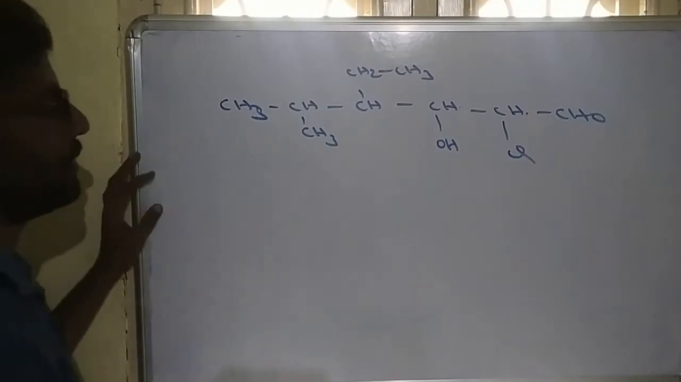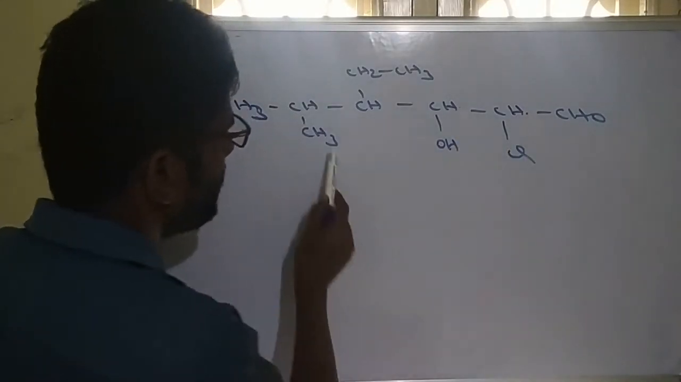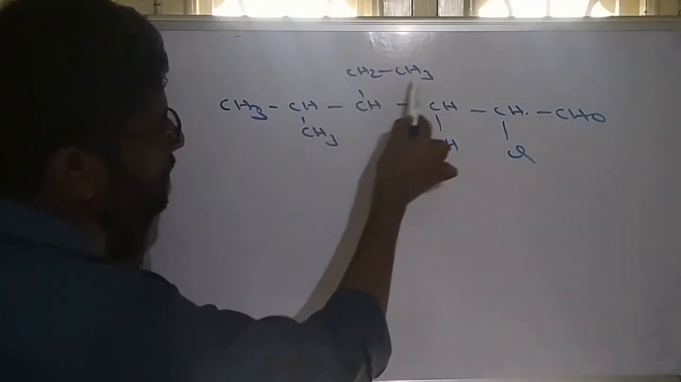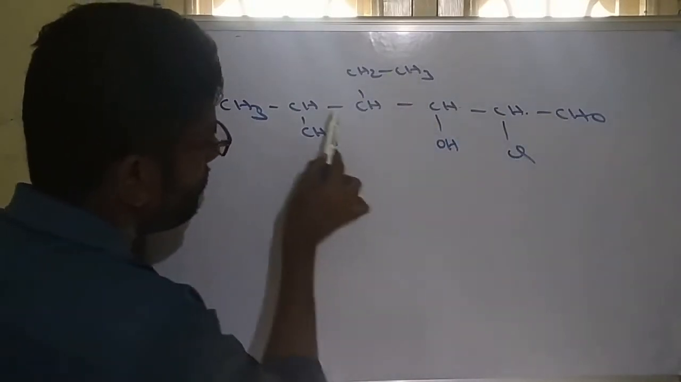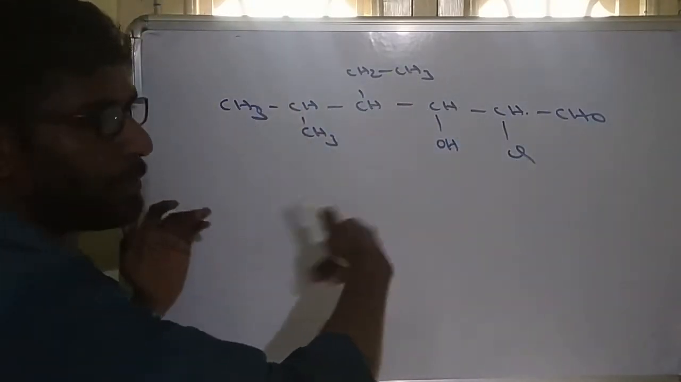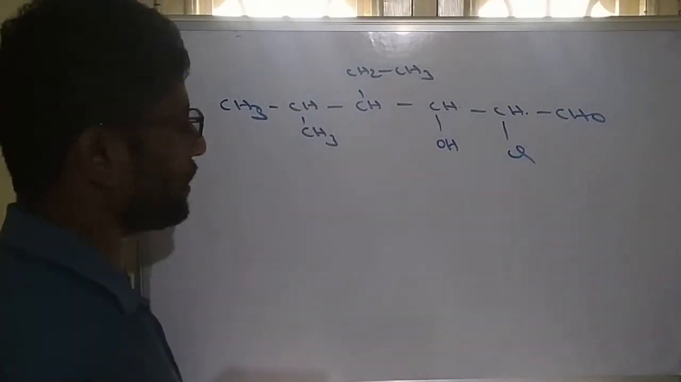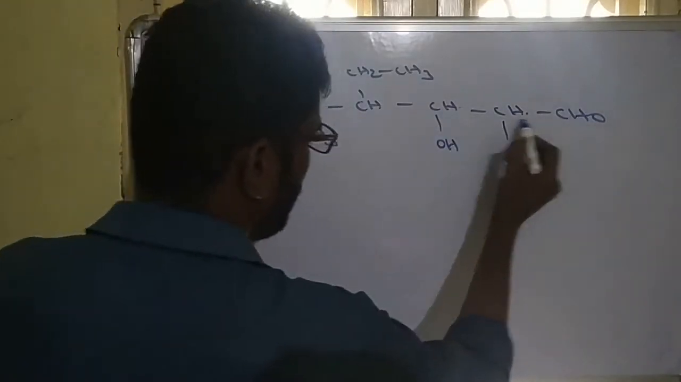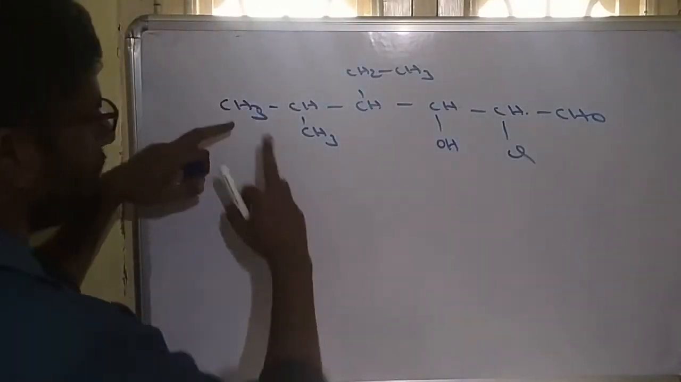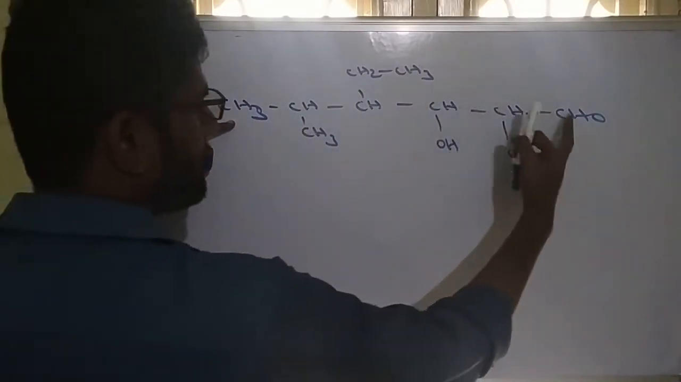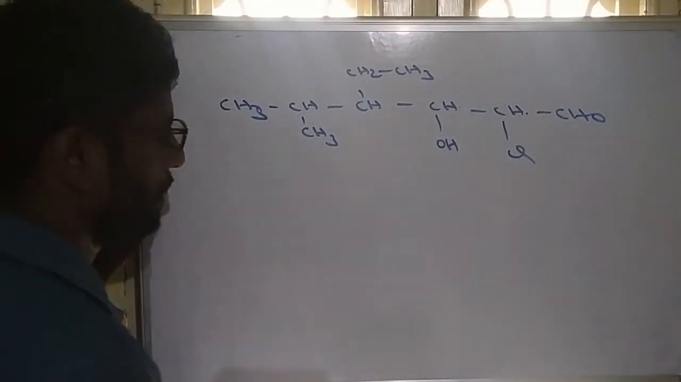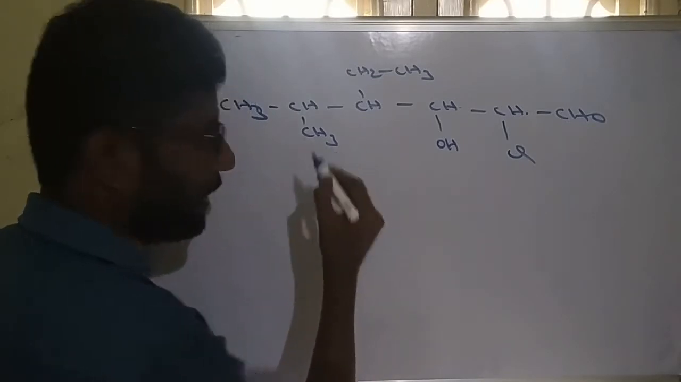Now see this, if you are taking this chain, it has more branching. This is also branching, this is also branching. If you are taking this one, this is the only branching. So the chain with more branchings, that chain we have to take. So I am taking this as the longest chain. In this longest chain, 6 carbons are there: 1, 2, 3, 4, 5, 6. So 6 means the root word will be hex.